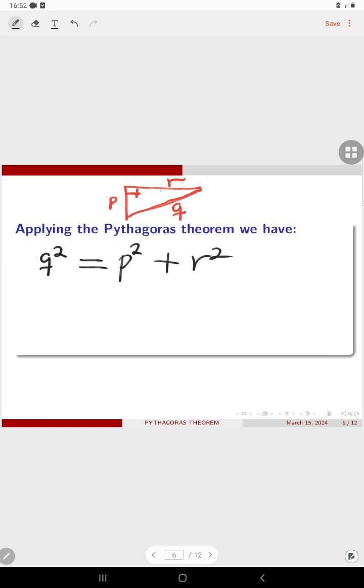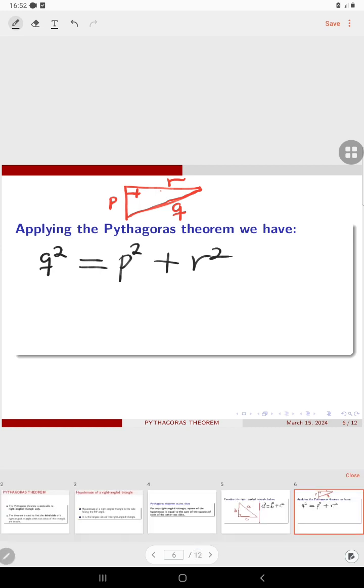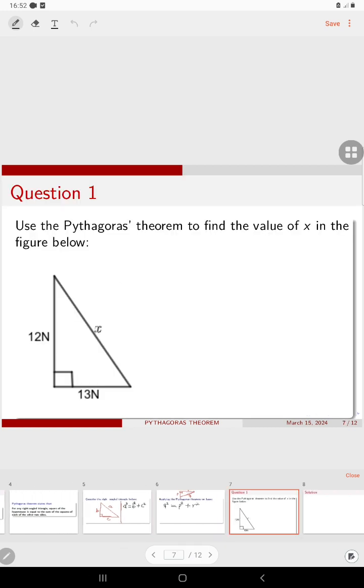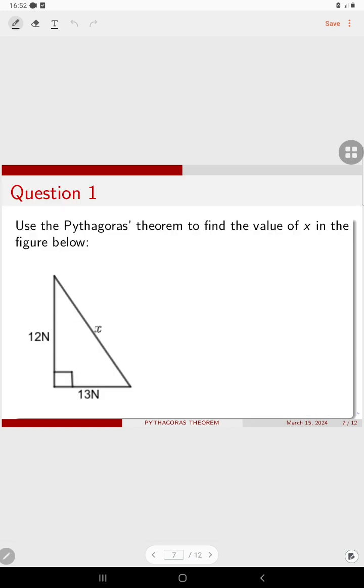And we've gotten to know that we use this theorem to find the third side of a right angle triangle when you know two sides. I think from here we can look at some examples. So let's take this question. For this question, we are given two sides and we want to find the value of x. We have been restricted to use the Pythagoras theorem to find it. So how do we go about it? What can we say here?